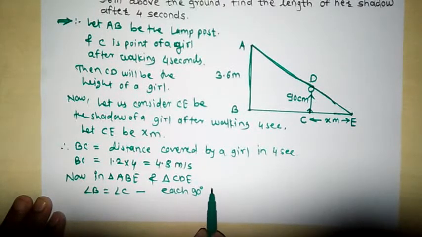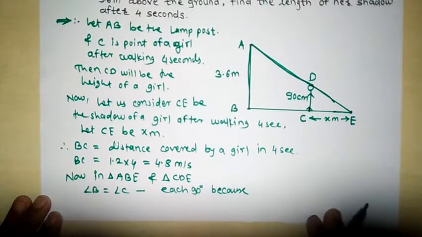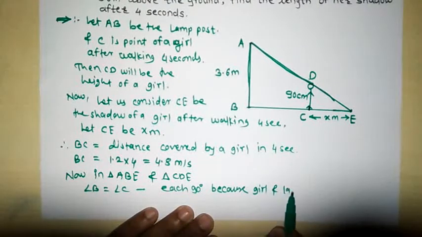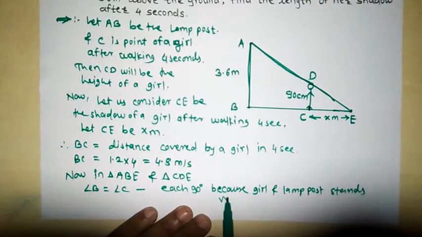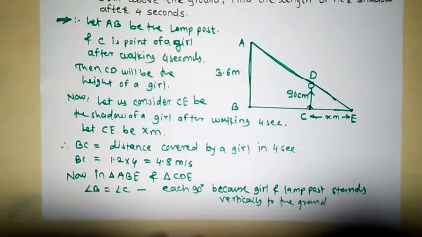Each 90 degree because the girl and lamp post stand vertically to the ground. We know that lamp post and a girl stand vertically to the ground. Therefore, angle B is equal to angle C is equal to 90 degree. दोनों का angle 90 degree हो गया.